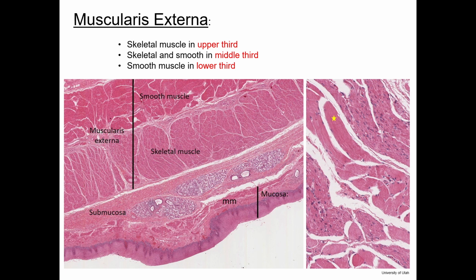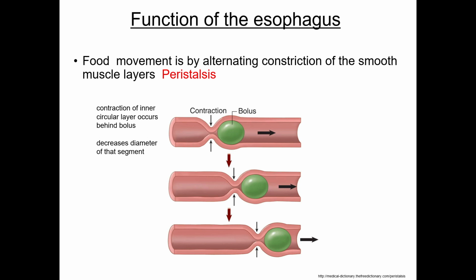The peripheral nuclei and the striations of the skeletal muscle can be compared to the S-shaped central nuclei of the smooth muscle. The lower third of the muscularis contains all smooth muscle, since at this point the bolus is moving under involuntary control by peristalsis. Peristalsis occurs by the alternating constriction of the smooth muscle layers.